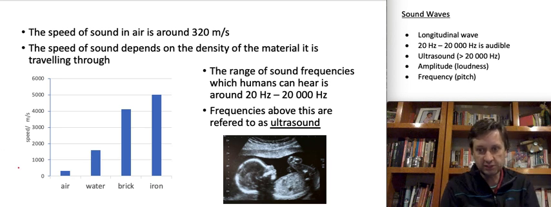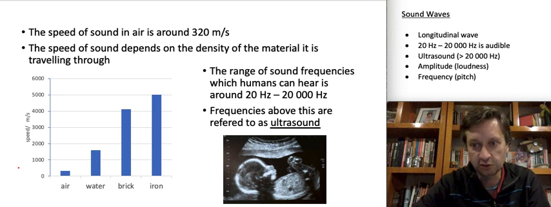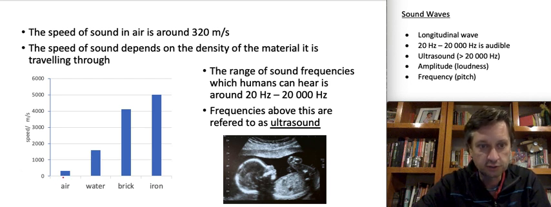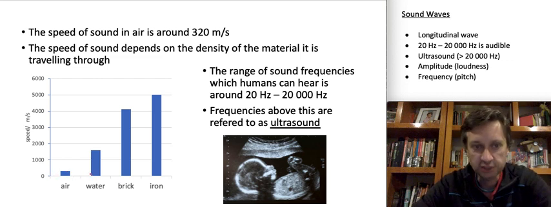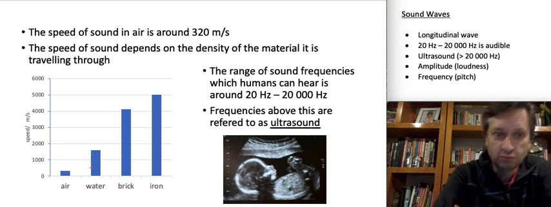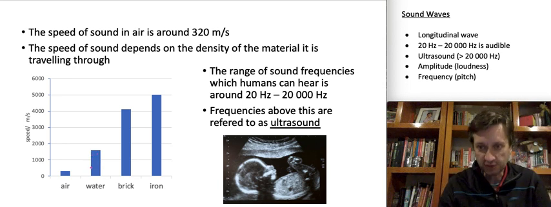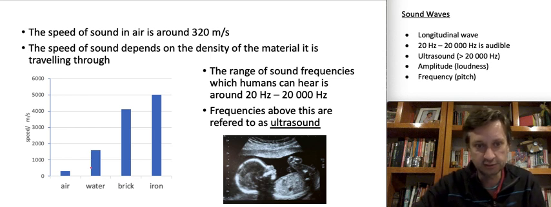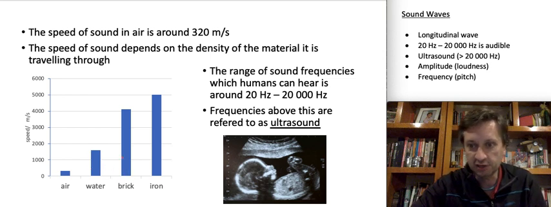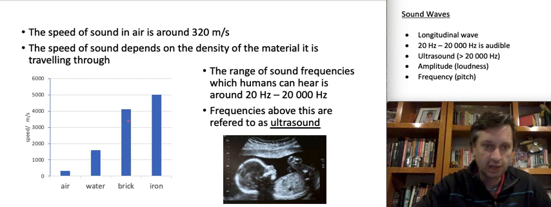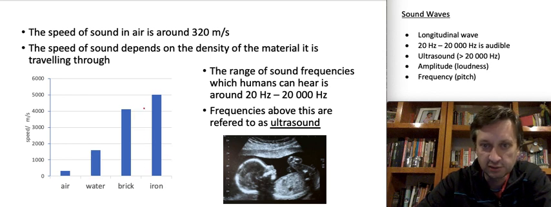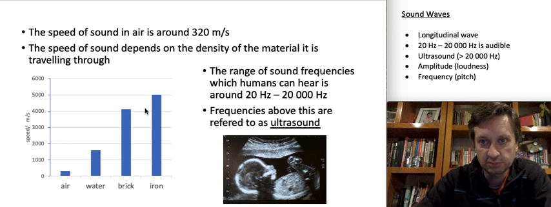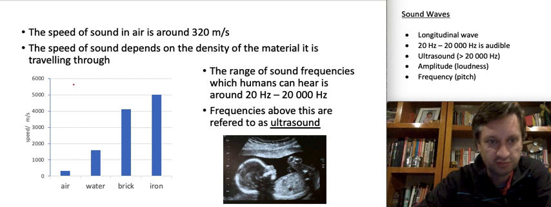And like we've already said, the speed that the sound travels through that medium depends on the density of the medium. So the speed of sound in air is approximately 320 meters per second. In water, it's something like 1500 meters per second. It's faster through water because water has a higher density than gas. We go to even higher density materials through brick, approximately 4000 meters per second, and through metals like iron, several thousand meters per second. So for example, the speed of sound in a piece of iron is about 5,000 meters per second.